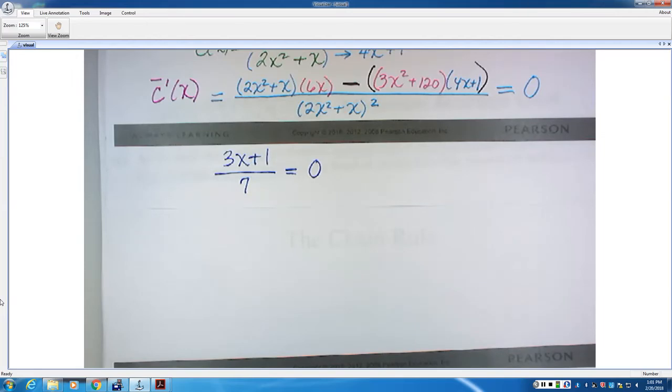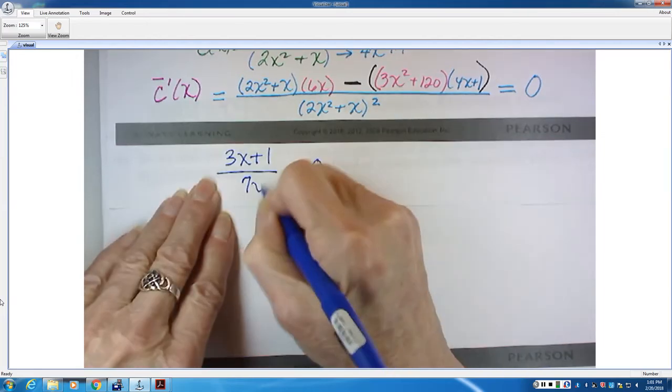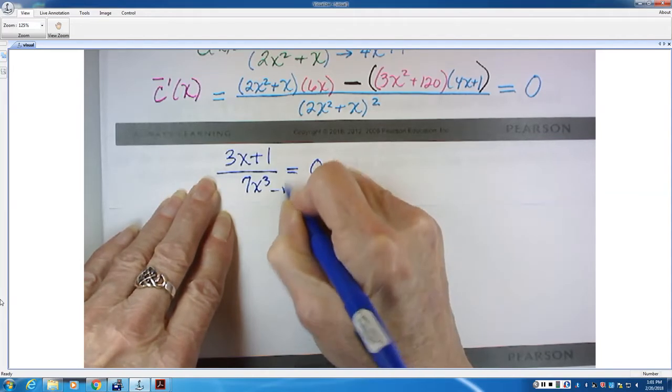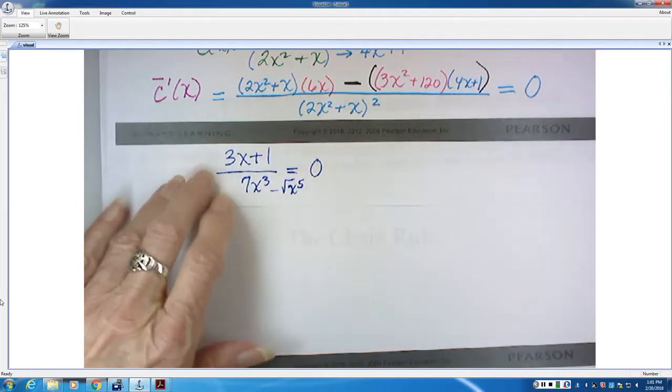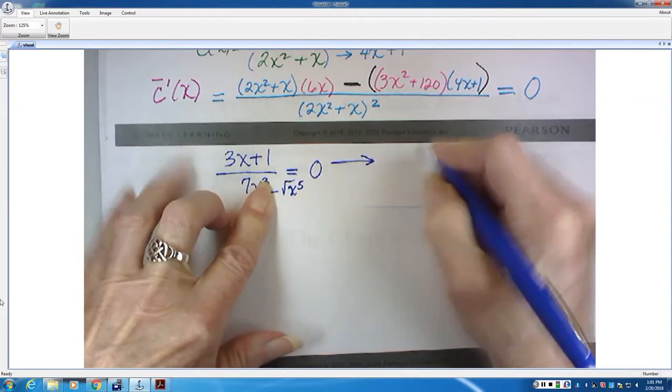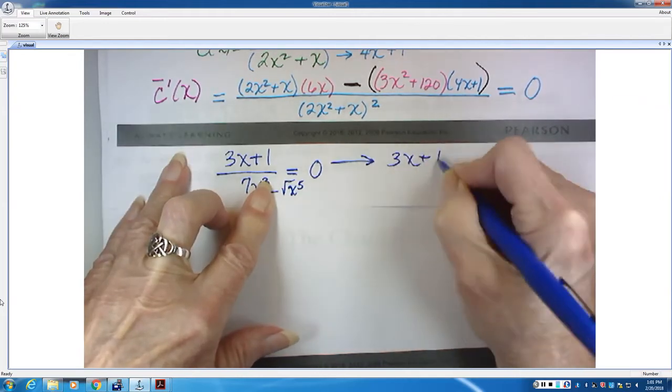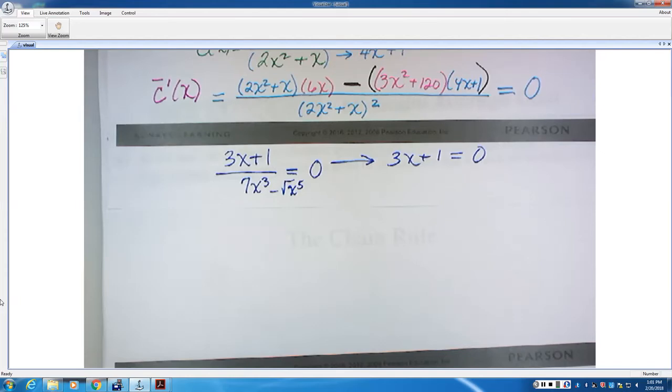So even if I wrote the denominator and I told you the denominator was 7x cubed minus the square root of x to the 5th power and a whole bunch of more stuff, does that change the fact that that's only going to be 0 if 3x plus 1 is equal to 0? The numerator has to be a 0, right? Doesn't matter what the denominator is. As long as the denominator's defined for whatever we find the numerator to be equal to 0 for, we're okay. We don't want 0 over 0. That's the only thing we got to worry about.